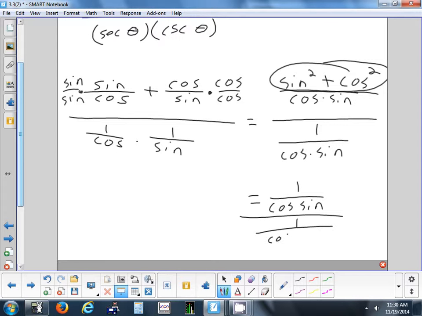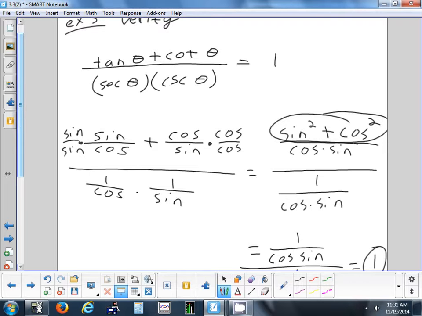1 over cosine sine. What do you get when you divide two things that are the same in the top and bottom? 1. And that's it. We've proven what they wanted us to prove. So everything canceled out and became a 1.